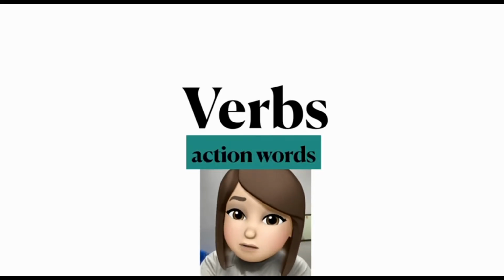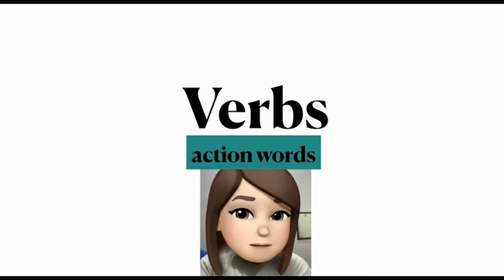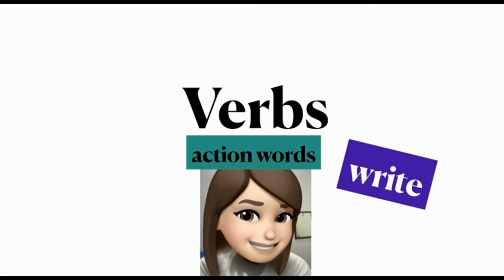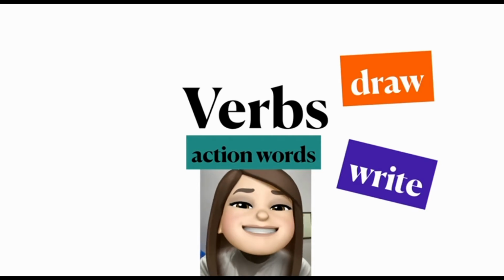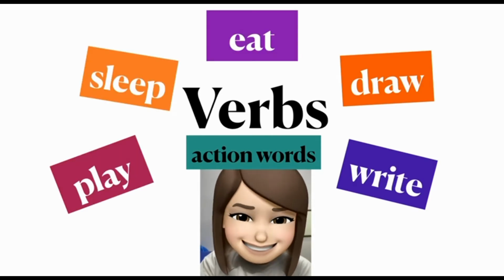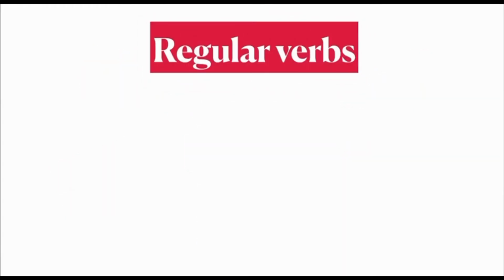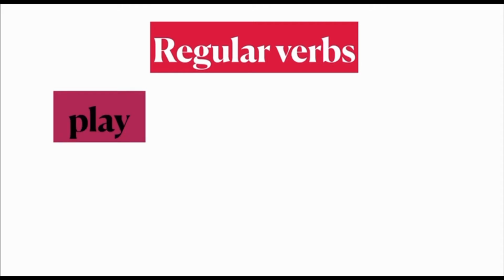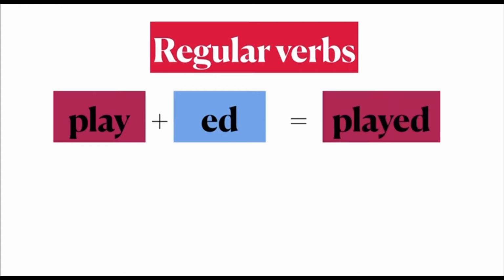Verbs are action words that are used to describe action, like write, draw, eat, sleep, and play. Regular verbs are ones that form their simple past tense and their past participle by adding ed to the base form of the verb. For example, play plus ed, you will get the simple past tense form of played.